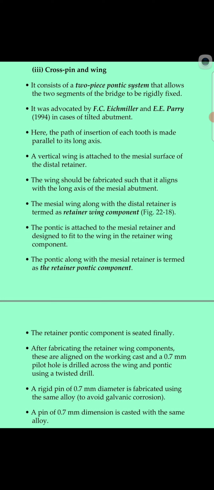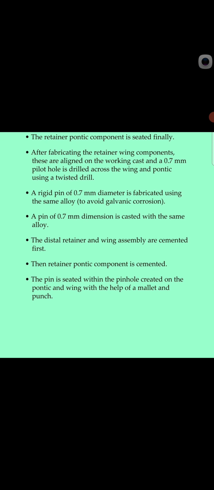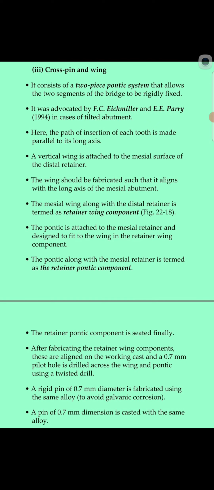The pontic is attached to the mesial retainer and designed to fit to the wing in the retainer wing component. The pontic along with the mesial retainer is termed as the retainer pontic component. The retainer pontic component is seated finally after fabricating the retainer wing components. These are aligned on the working cast, and a 0.7 mm pilot hole is drilled across the wing and pontic using a twist drill.